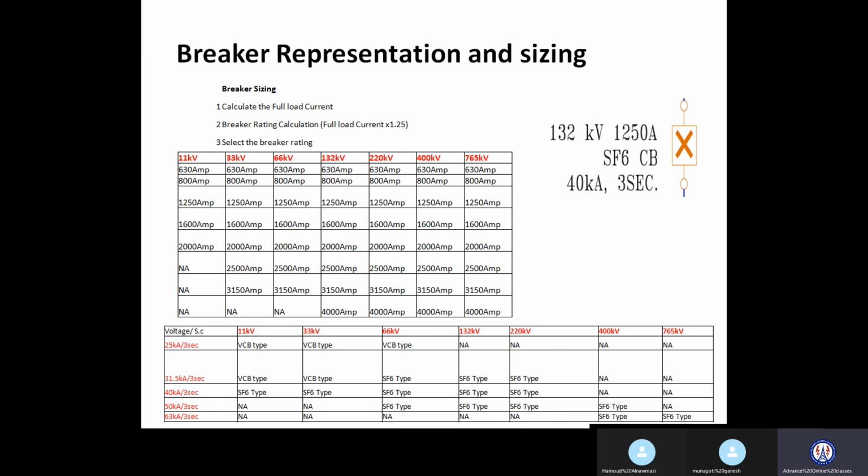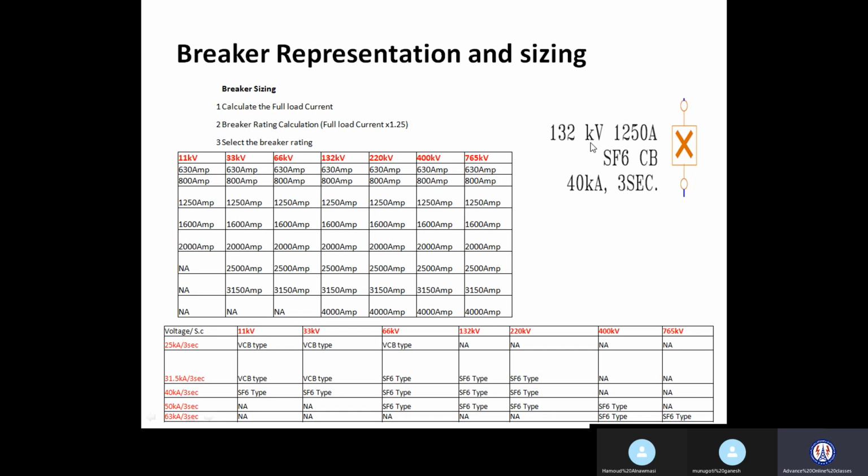Whoever is manufacturing the breaker, they make breakers for some standard current ratings. If you see this table, the first row represents the voltage class of the breaker and then the current rating. Your feeder voltage rating is 132 kV, and your calculated breaker current rating is coming to 546 ampere.